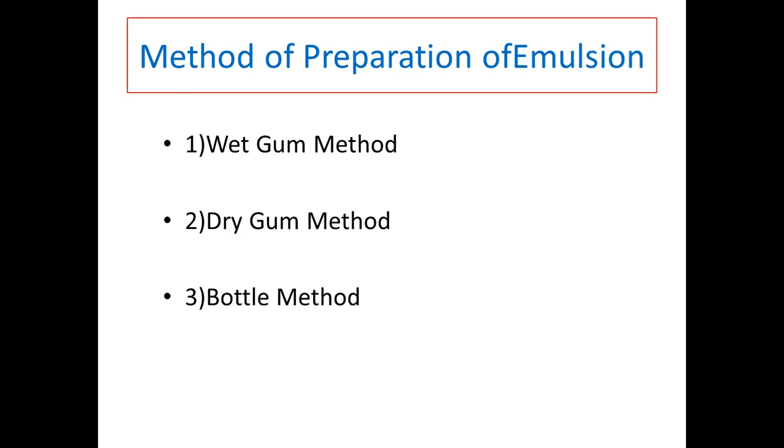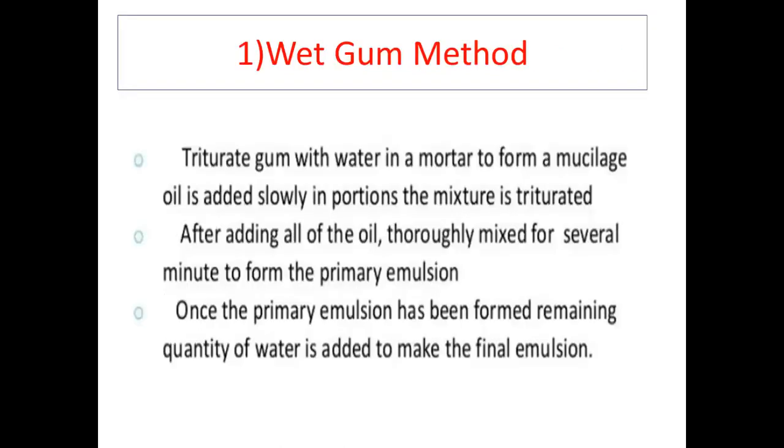If mineral oil, then the ratio of oil, water, and gum is 3:2:1. Then let's see the first method of preparation, which is the wet gum method.